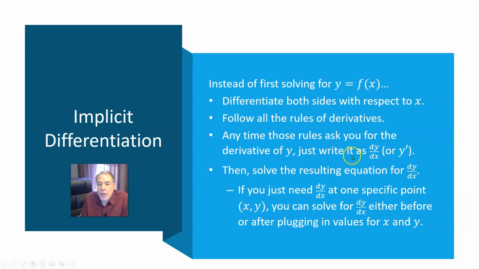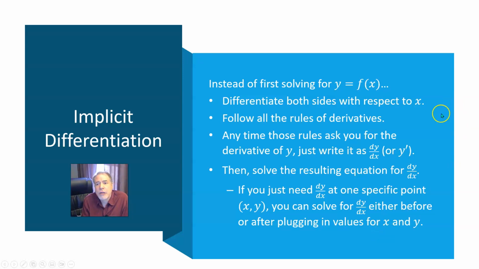So once you've done that, then you can just solve the resulting equation for dy dx by getting all the dy dx terms on one side, all the non-dy dx terms on the other side, factoring out the dy dx, and then dividing through. Sometimes you'll be asked to find dy dx in general, just an expression for what dy dx is in general, and sometimes you'll be asked for it at some specific point, like in that last example. If you just need dy dx at one specific point, you can solve for dy dx either before or after plugging in those specific numbers for x and y.